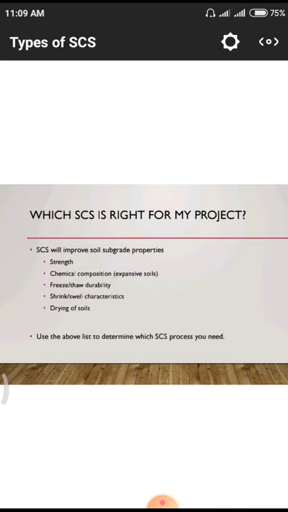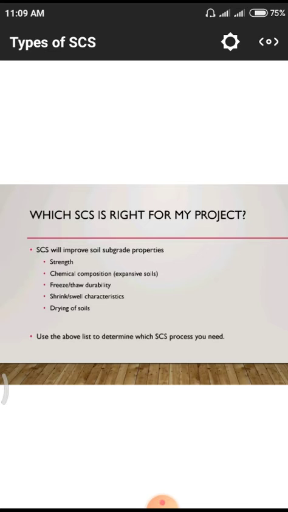Soil cement stabilization will improve the soil's properties. The first one is the strength, that means compressive strength and shear strength. Next one, chemical composition. In the previous case there may be a small quantity of reactive particles, so after this implementation there may be a bond between the particles and the cement content, so there may be some difference from the previous condition and after densification, especially in expansive soils. After that we have to observe freeze conditions and durability parameters also.